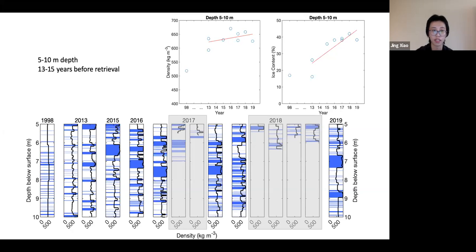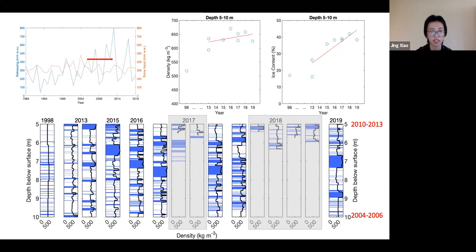So for example, the 2019 core covers approximately from 2005 to 2012. And the increasing trend is also quite clear in this profile figure. For example, as mentioned before, the refreezing has increased, especially since about 2005 and until 2012, which is actually the time interval contained in this 2019 core.